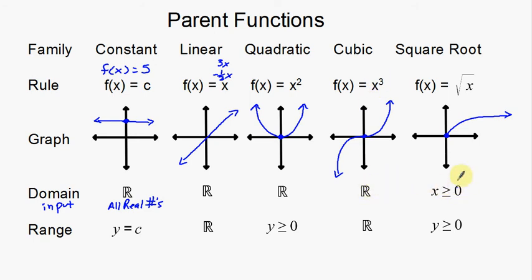But when we get to square roots, there's one thing we've got to remember. With a square root, we cannot take the square root of a negative number. We can't do it. This is why in the domain we have a little bit of stipulation here. Instead of all the real numbers like all the rest of them, we're saying x has to be greater than or equal to 0. We can't plug a negative number into here. So that limits our domain. Notice here, all of the positive x's are represented by this curve, but I've got no picture on this side. No negative x's. I can't plug any of those in because it simply will not work.